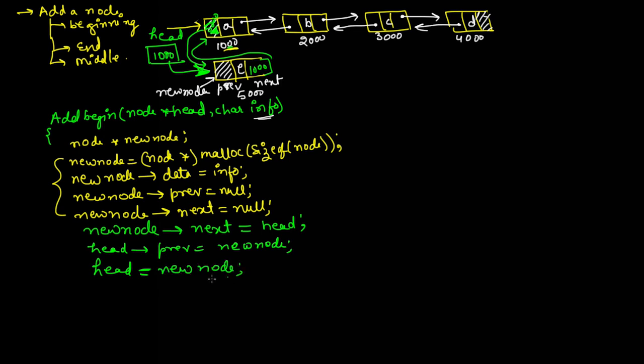Okay, and then we just return the address of the head. So return head, and this is how you can add a node in the beginning of this linked list. So it will be node star.